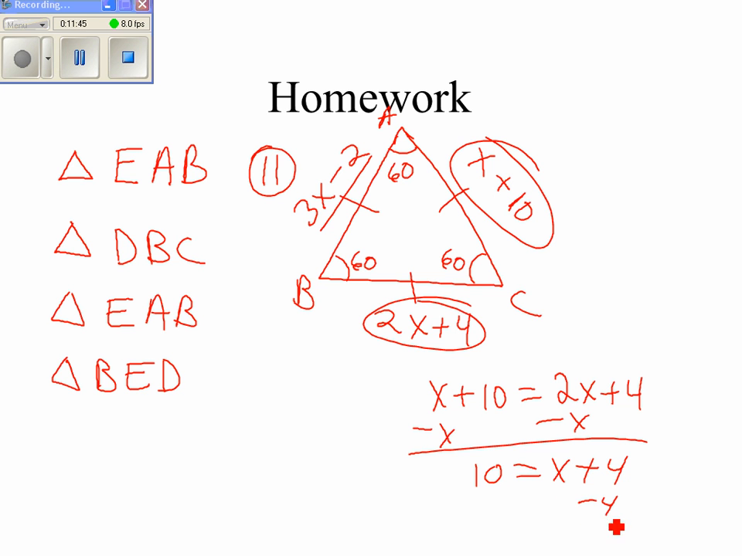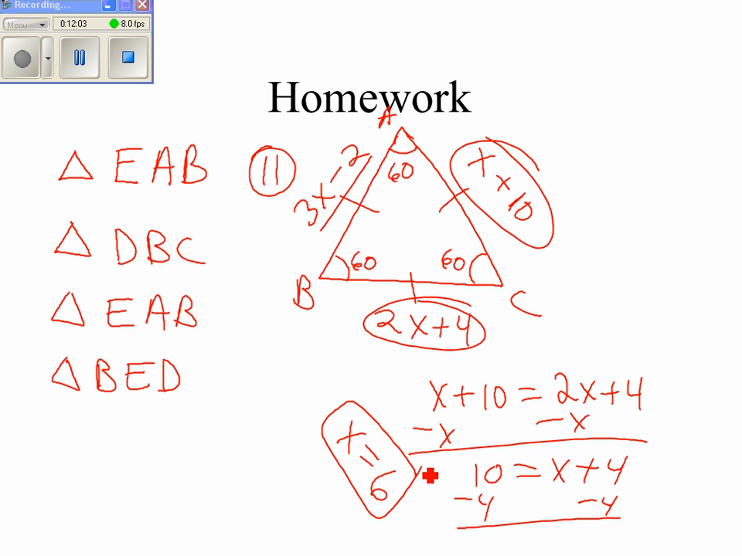Subtract 4 on both sides. So what's x equal? Is that our answer? Part of it. What else did they ask us to find? Find the angle and measure of each side. Find the measure of each side.